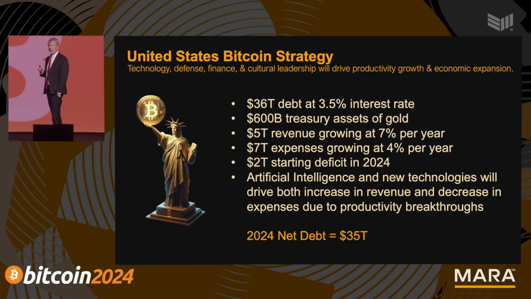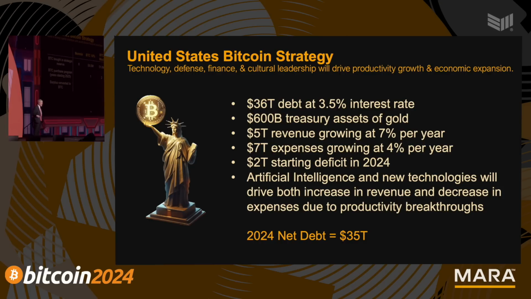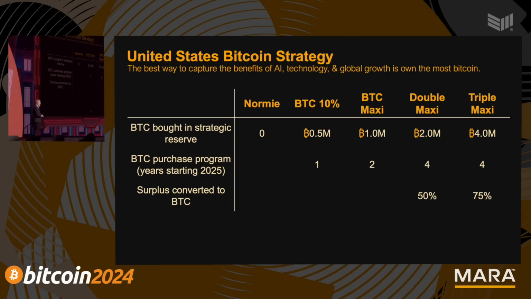But the question is, what's the United States Bitcoin strategy? And we could be normies. You could be a 10%er. That's kind of like buying 500,000 Bitcoin. You could buy 1 million Bitcoin. A double maxi is 2 million Bitcoin. A triple maxi is buy 4 million Bitcoin. And then start sweeping the surplus of the nation when it comes into Bitcoin.